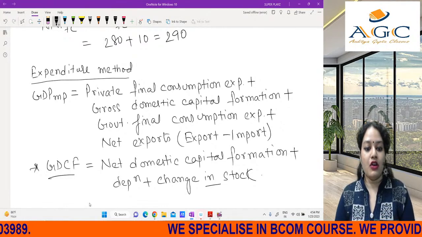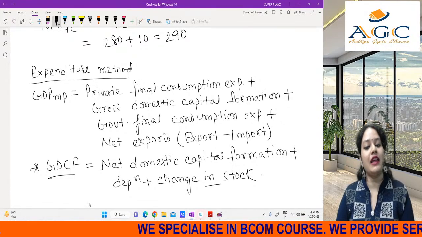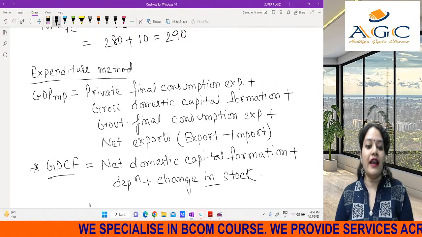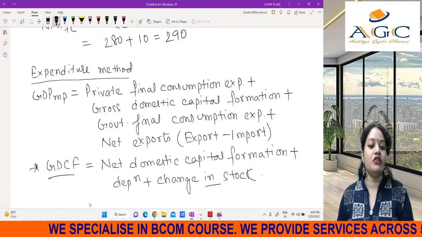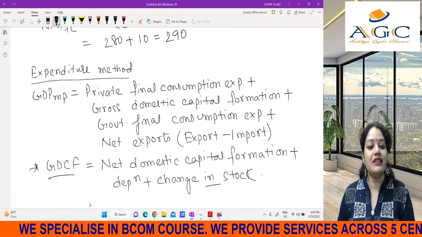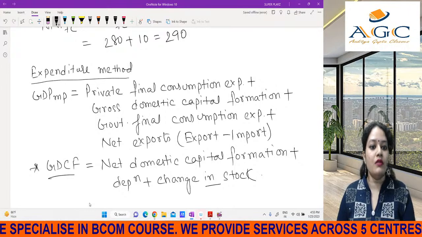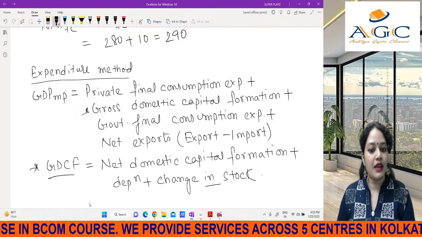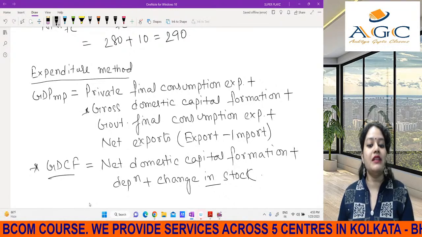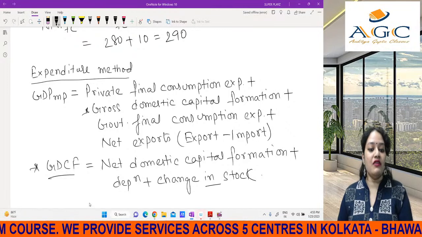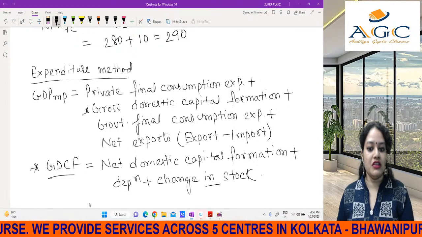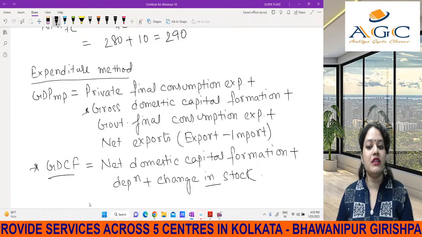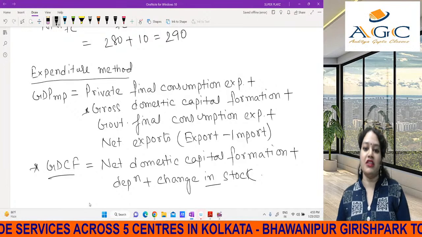Another confusion that might occur is what? If you're given gross domestic capital formation's value as well and net domestic capital formation value as well. In that case, you will be taking into account your gross domestic capital formation, because that is what is there in the formula. Your formula for GDP is private final consumption expenditure plus gross domestic capital formation plus government plus net exports. If and only if gross domestic capital formation is not given to you in the table, only then you will look for these values: net domestic capital formation, depreciation, and change in stock.